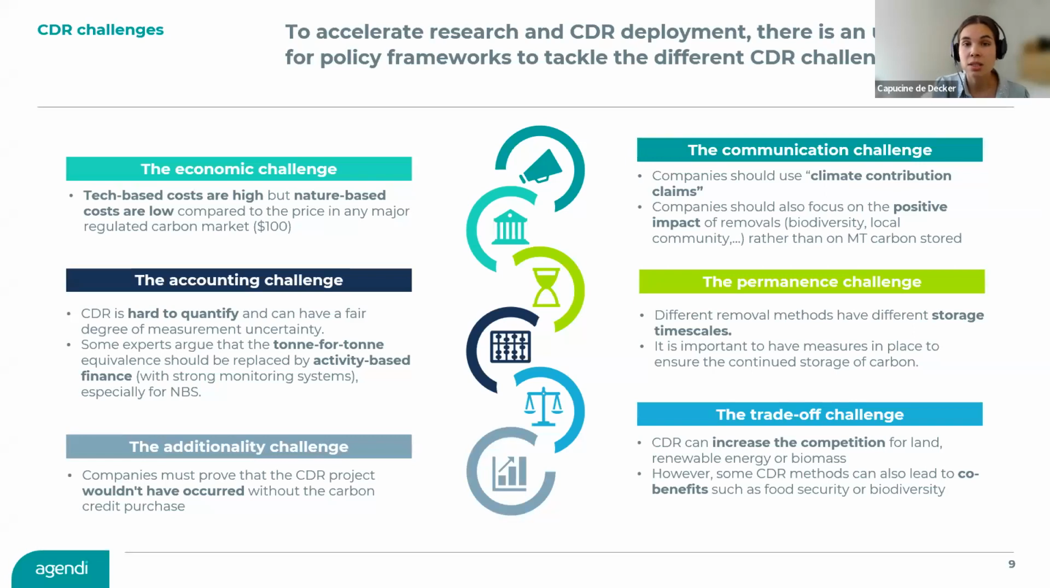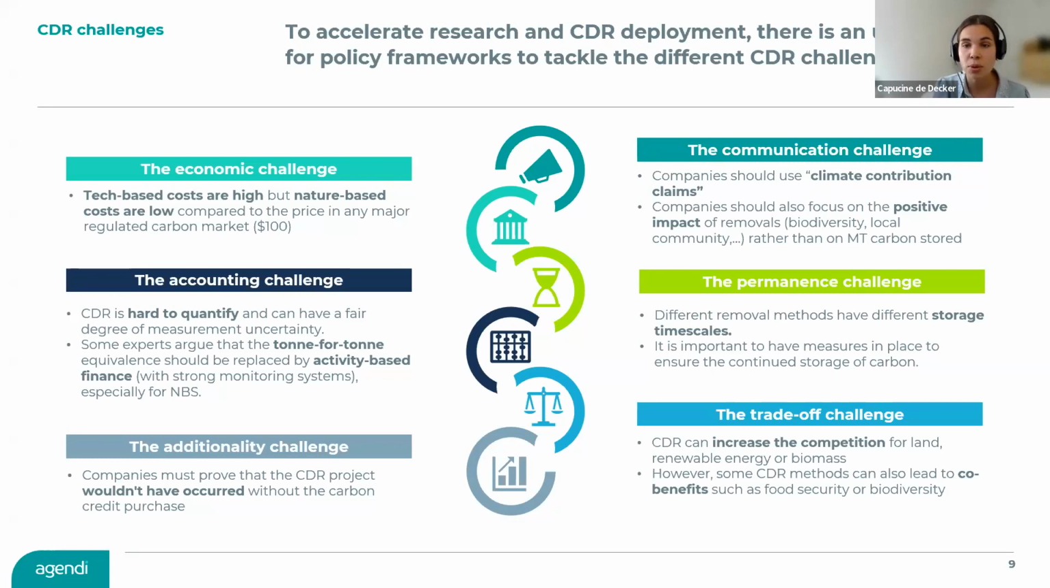The accounting challenge is the second challenge identified. We mentioned it. It's hard to quantify removals, and there's always a degree of uncertainty. Some experts have argued because of that to move away from the ton-for-ton equivalents and rather look at activity-based finance, especially for nature-based solutions. The additionality challenge, so here, of course, it's the key part of the quality criteria, the fact that the removal project wouldn't have occurred without the carbon credit purchase.